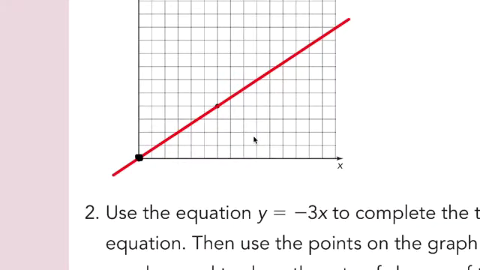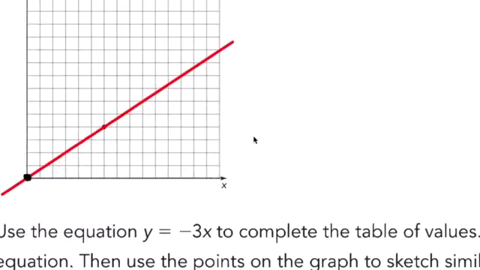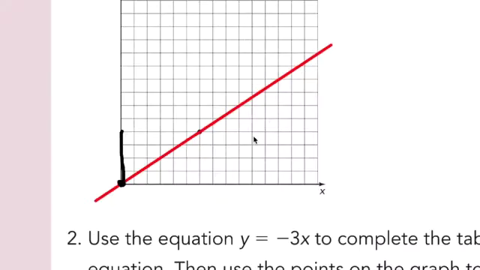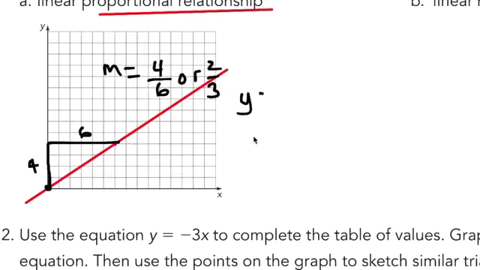Then write an equation of that line. So we know it's just y equals mx plus b. No, the y-intercept is at 0. So we go up 4 over 6. This is going 4 over 6. So when the slope is 4 over 6, it can be reduced to 2/3. Your equation is y equals 2 over 3x, and that's it.